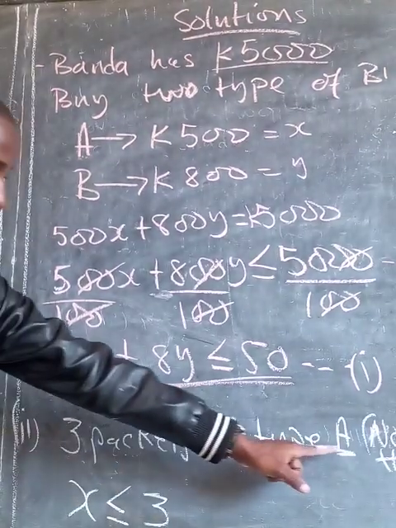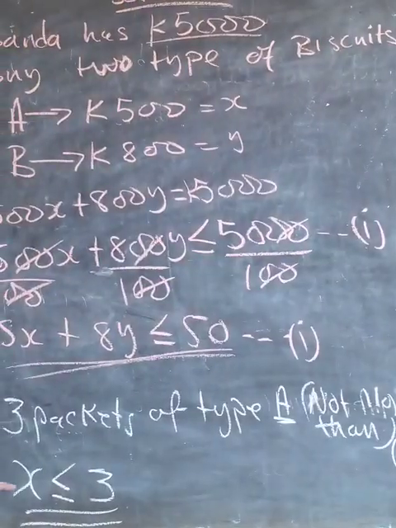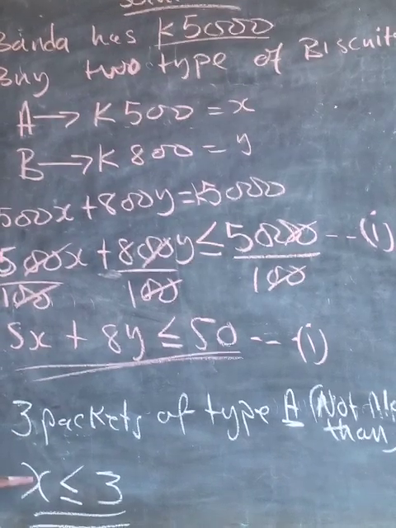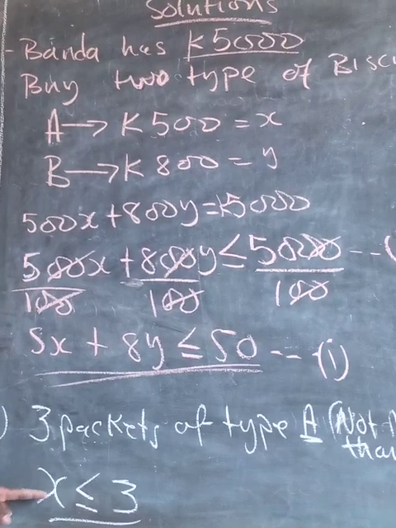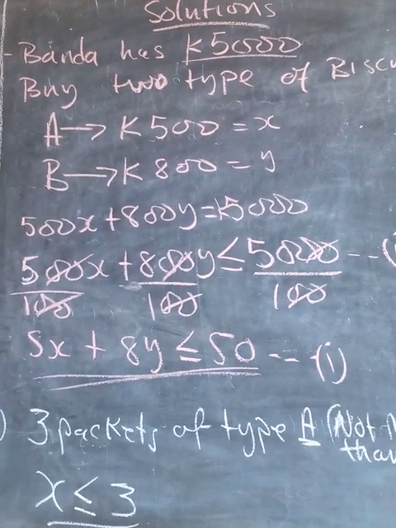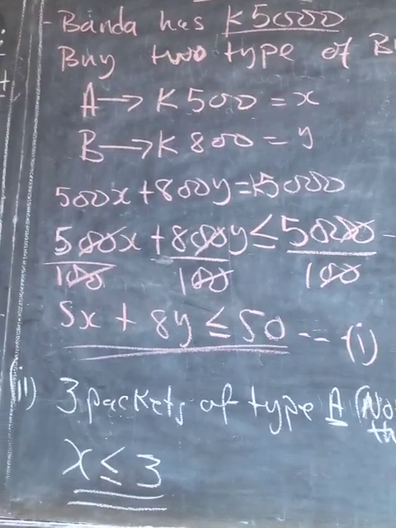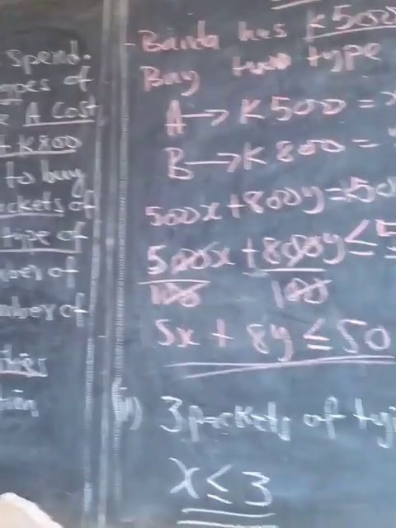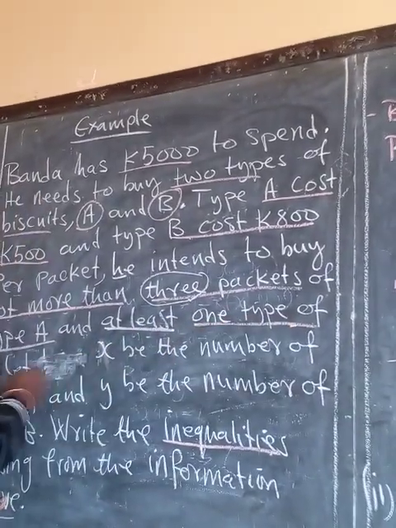3 packets of type A, not more than. So not more than is that symbol. So you just say, A is simply X. So X should be less or equal to 3. And we are done. Meaning that the packets of A should be less or equal to 3. Done. Then we come to the next inequality, which is starting again: and at least 1 type of B.